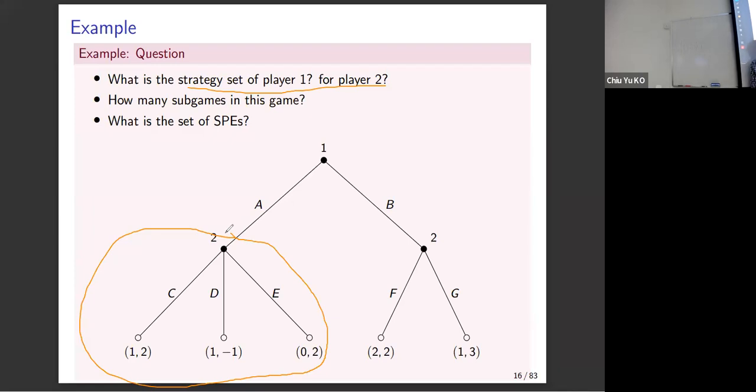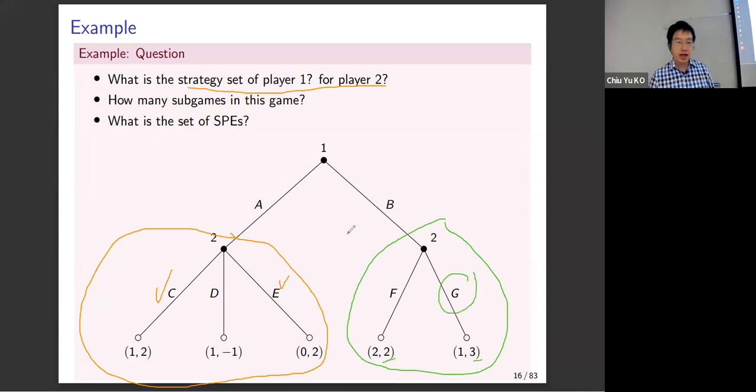Here, what to do? You're player 2, you would do C or E. Same to you, right? Your choice is either C or E. Is that clear? Now go to here, player 2, F or G. What would you do? Obviously, between 2 and 3, it is clear: G. And now player 1.